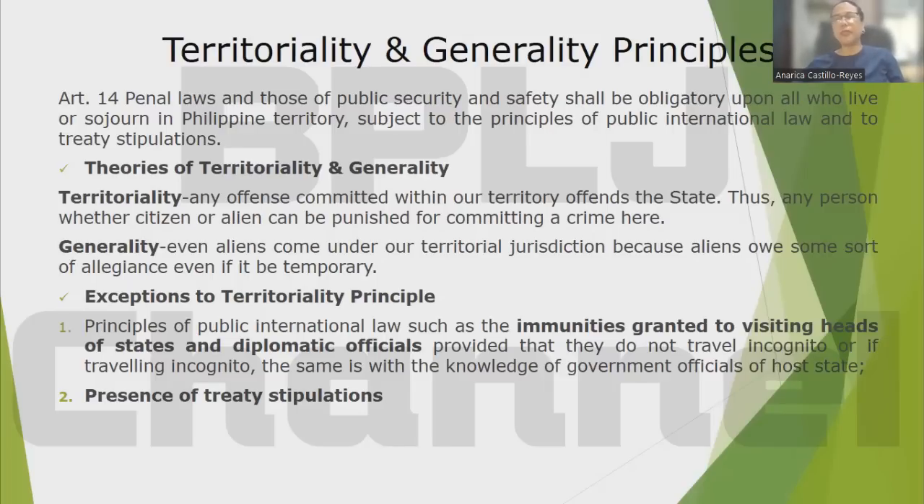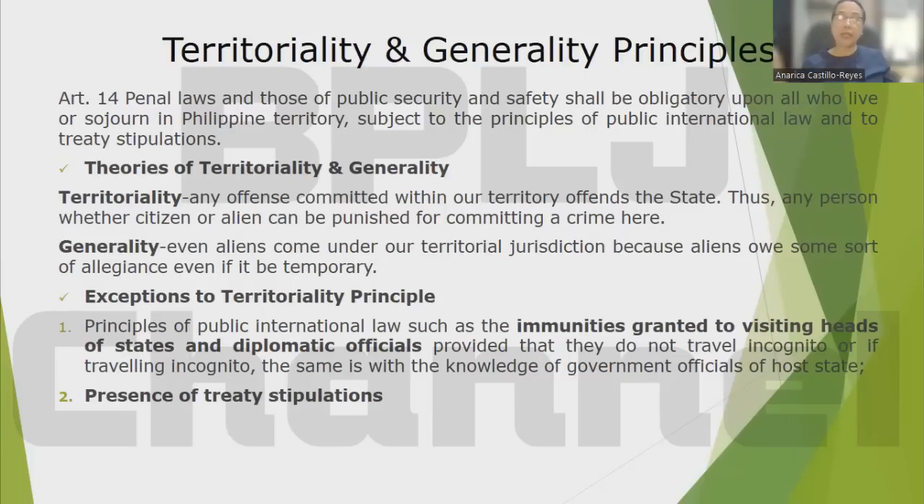So you must remember that with respect to penal laws, criminal laws, the important thing to consider is where the offense was committed. If the offense was committed in the Philippines, regardless of who you are, you are to be held liable in the Philippines. That is what is also meant by generality. Even aliens come under our territorial jurisdiction because aliens owe some sort of allegiance, even if it is temporal. So regardless of the person who committed penal or criminal offenses, they are to be held liable in the place where the offense was committed.